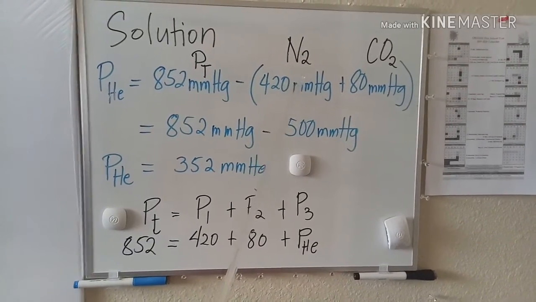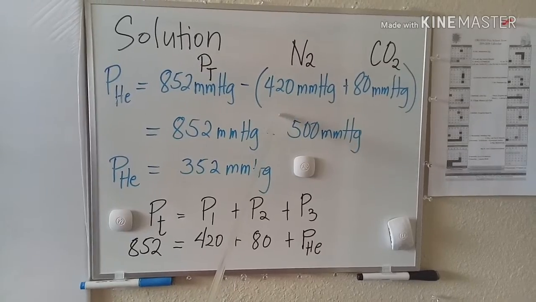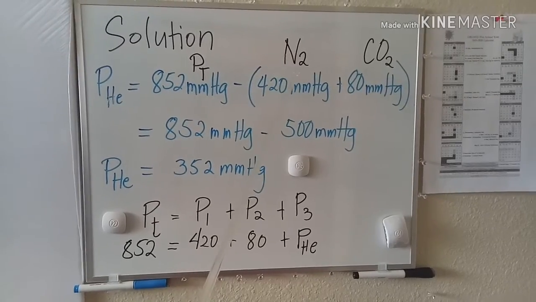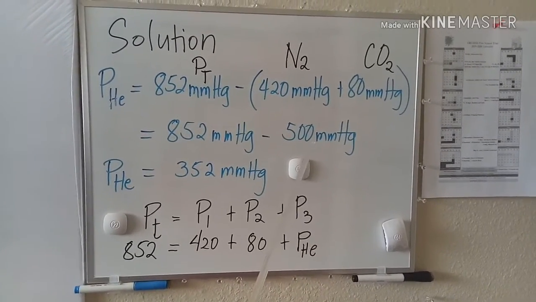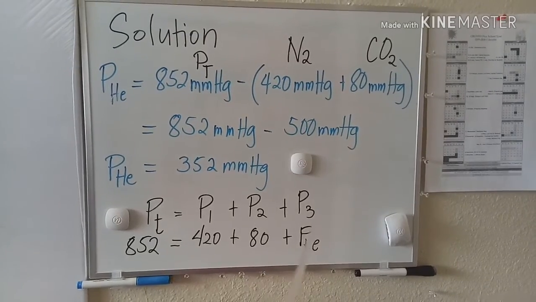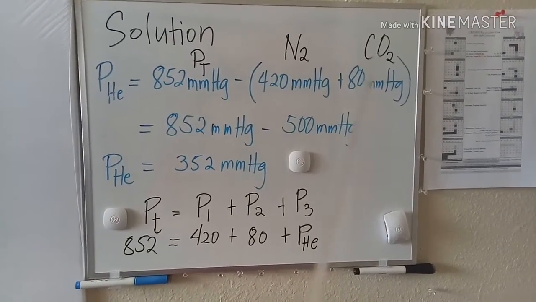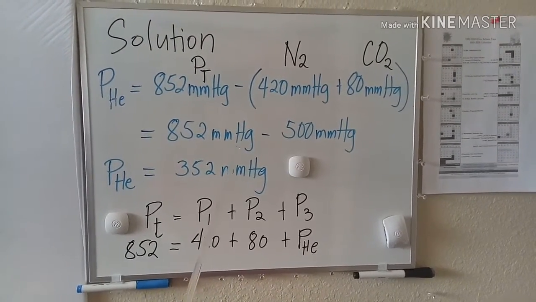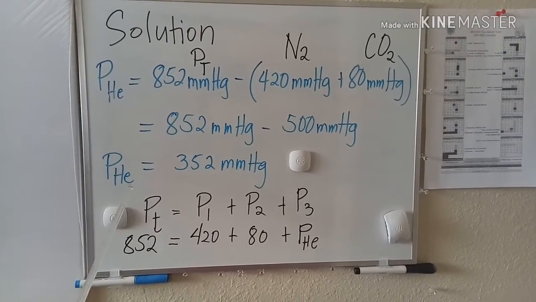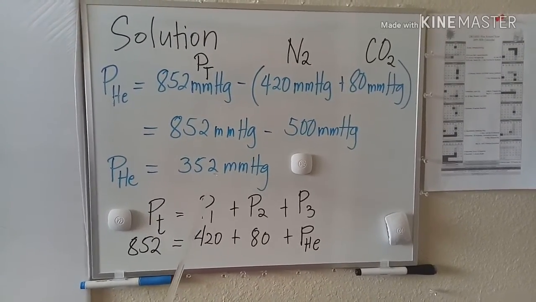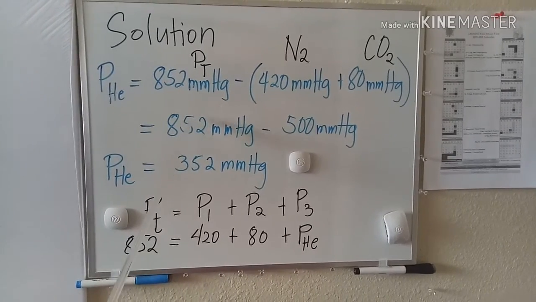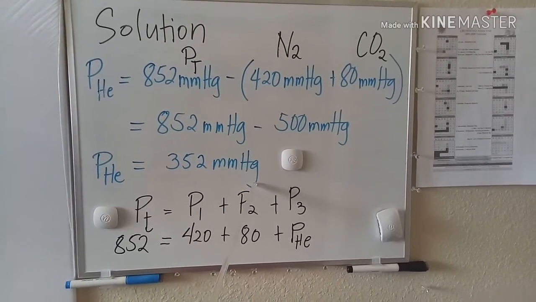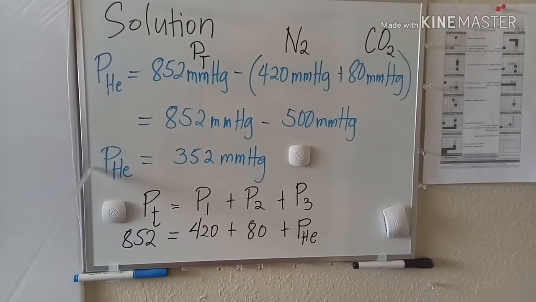So in that case, we will add first 420 plus 80 millimeters of mercury, which are the pressures exerted by nitrogen and carbon dioxide, and you will get 500 millimeters of mercury. Since we already have the total of the pressure of nitrogen and carbon dioxide, we will subtract this from the total pressure, which is 852 millimeters of mercury, so we can get the pressure exerted by helium, which is 352 millimeters of mercury, because 852 minus 500 will give you 352 millimeters of mercury, and that is the pressure exerted by helium.